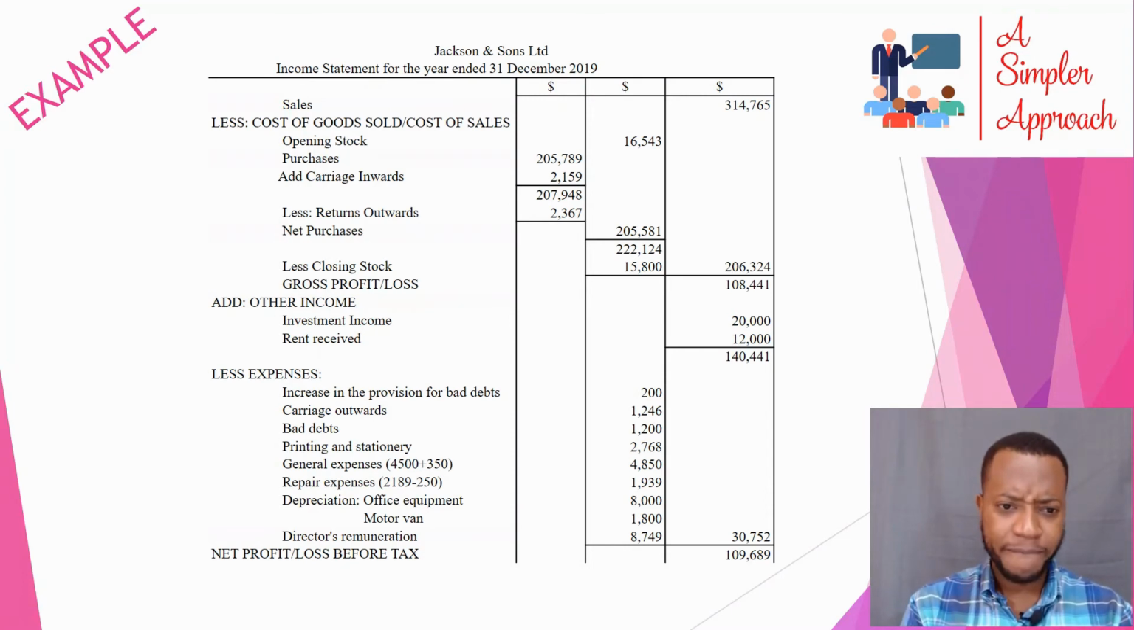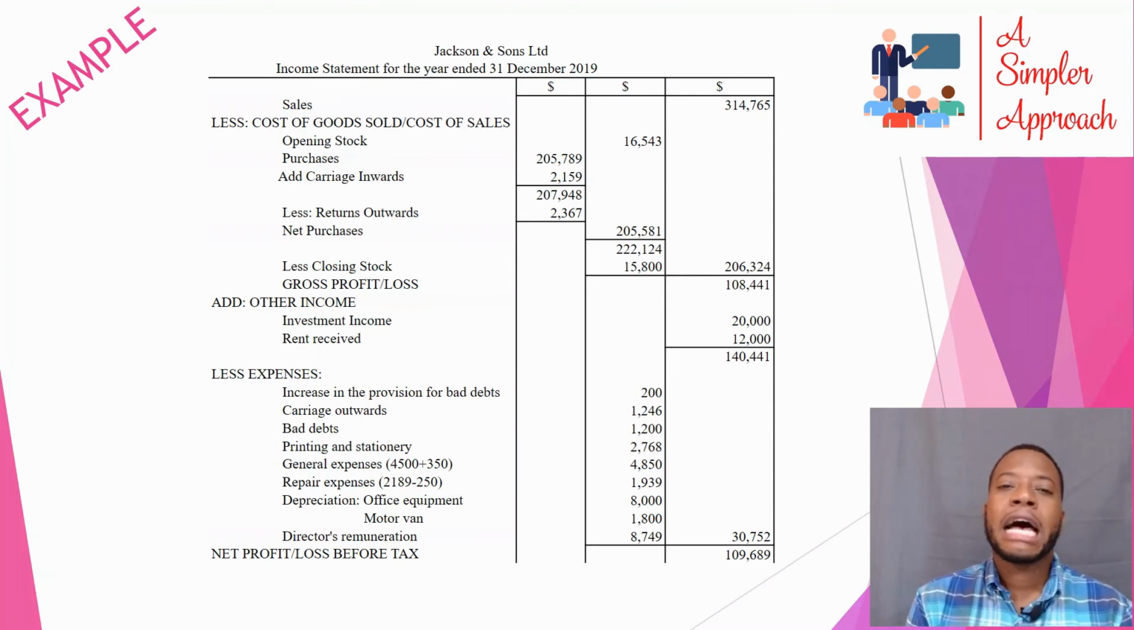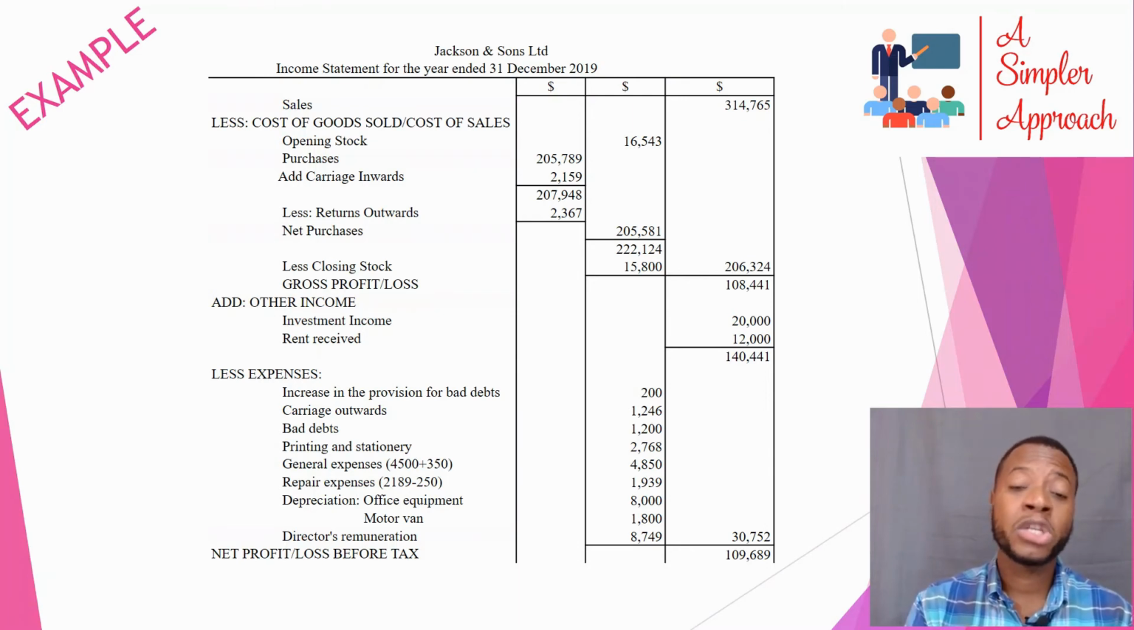There was something here that I must remind you of: general expenses and repair expenses, accruals and prepayments. Oftentimes, I find that students preparing their income statement will remember bad debt, provision for bad debt and depreciation, but most times they forget accruals and prepayments. Whenever you are putting together your expenses, always remember to look in the notes section for your accruals and your prepayments. Add your accruals, subtract your prepayments. It is very essential.